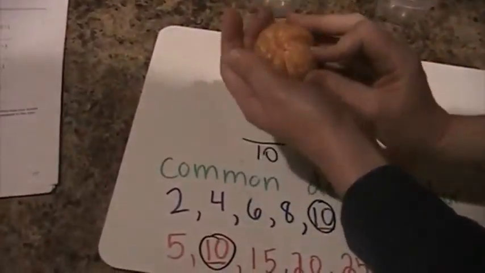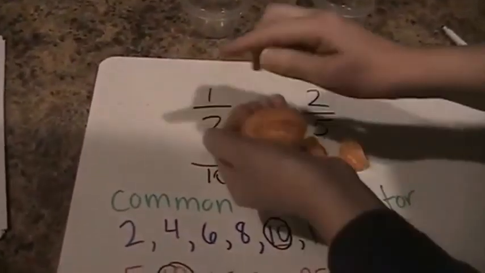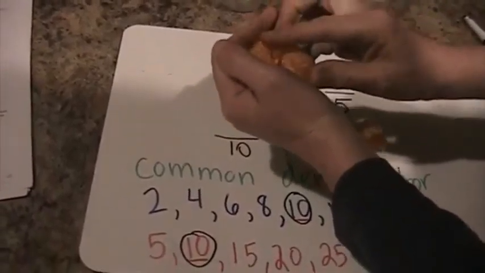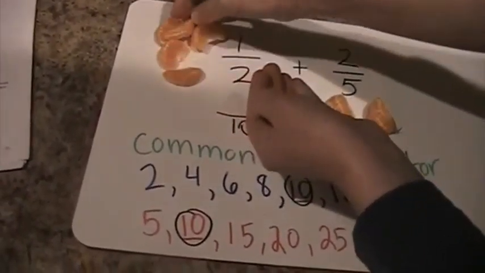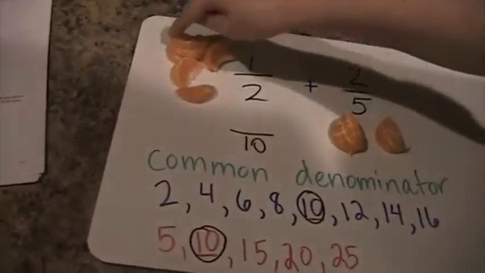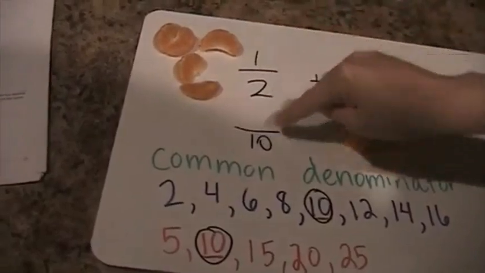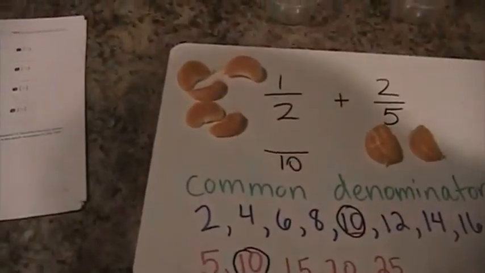So there's my whole orange. It was split into 10 pieces instead of half. If I take just that half part, just the half, how many tenths is that? Let's see, 1, 2, 3, 4, 5. So if I take just that half and change it into tenths, it's 5 tenths.